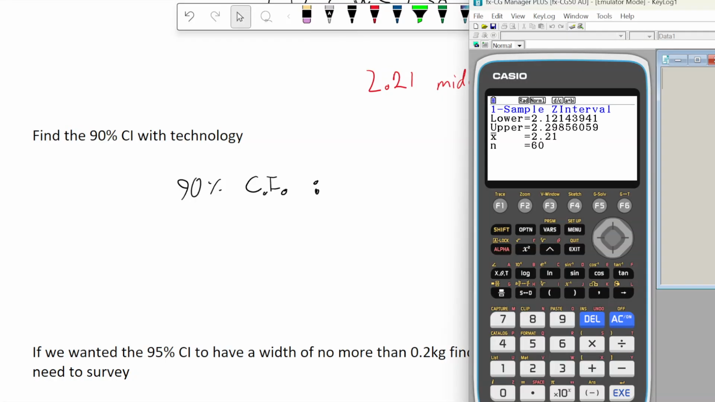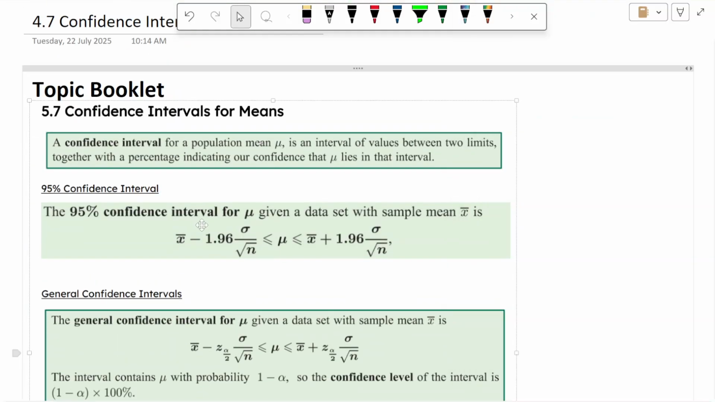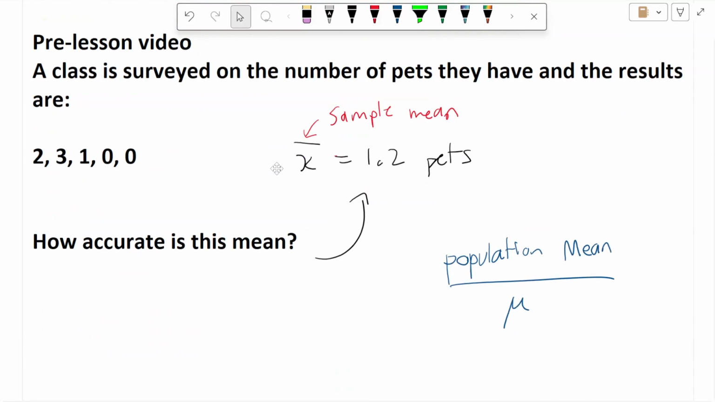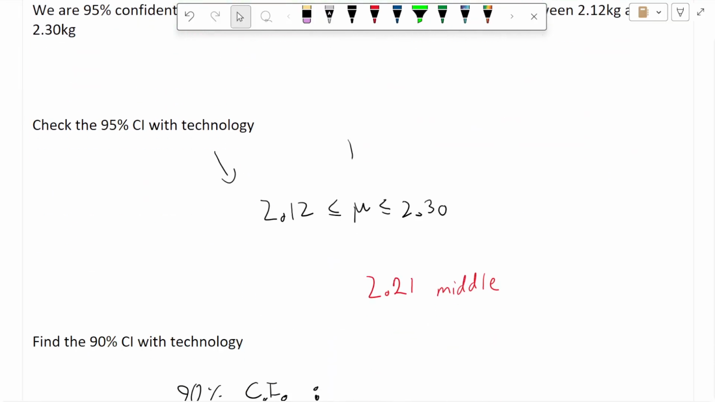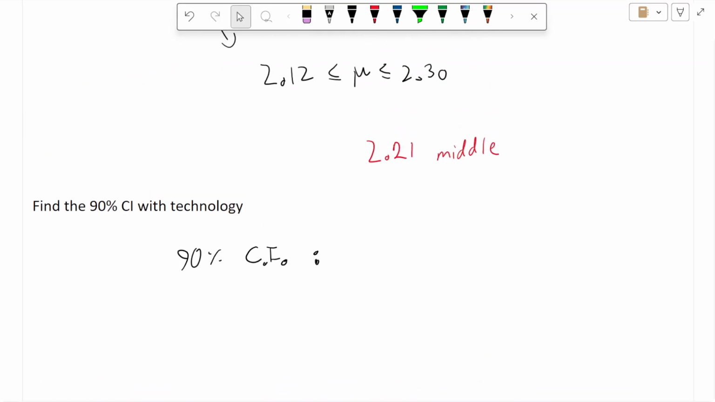And all we need to do in the calculator is change the confidence level to 90. This is why we tend to not do these confidence intervals by hand, because you see there's a formula for 95, and then the general formula is even worse. I encourage you to think about maybe where that 1.96 comes from. It's to do with Z distributions and inverse normals. But anyway, 90% confidence interval.